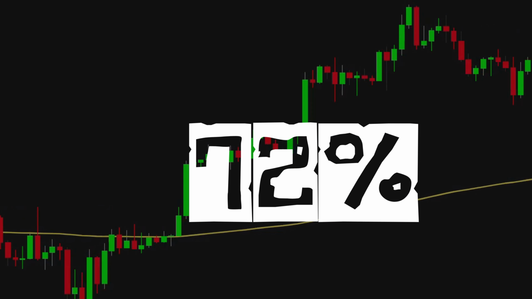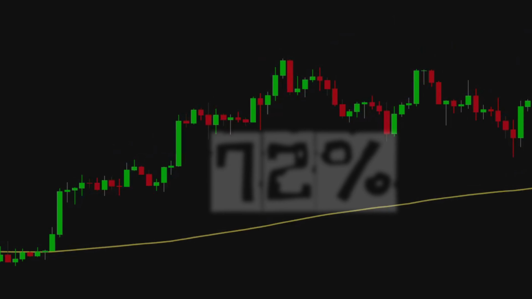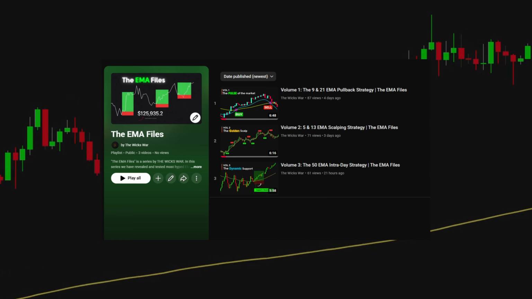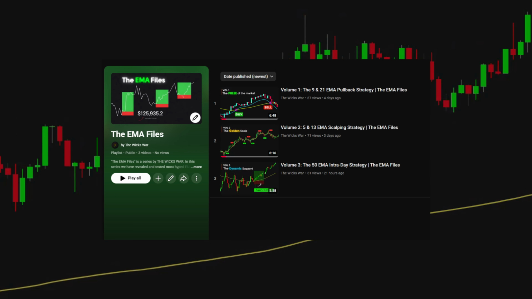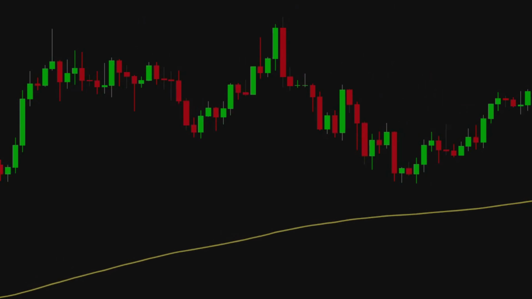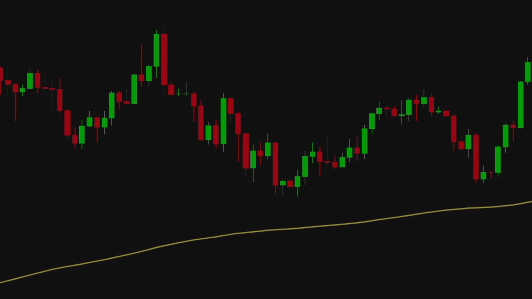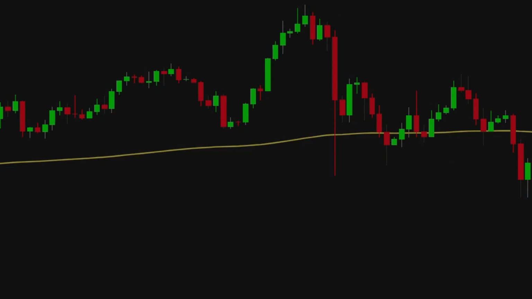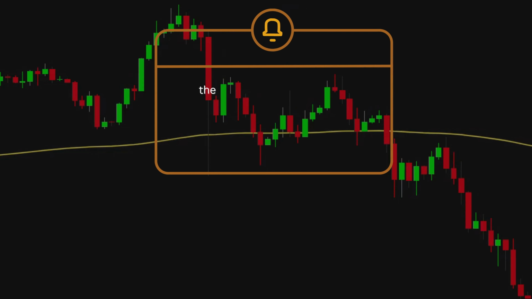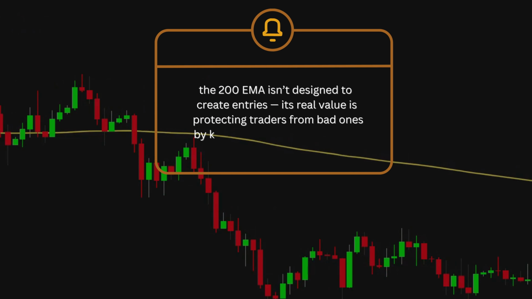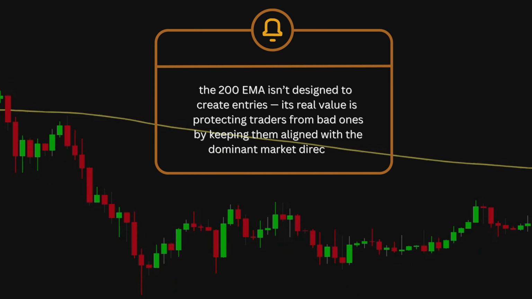However, the real strength of the 200 EMA appeared when it was used as a trend filter alongside the setups from Volume 1 and Volume 3. By only taking trades that aligned with the direction of the 200 EMA, overall consistency improved and many low-probability trades were automatically filtered out. The key insight from the testing was simple. The 200 EMA isn't designed to create entries. Its real value is protecting traders from bad ones by keeping them aligned with the dominant market direction.